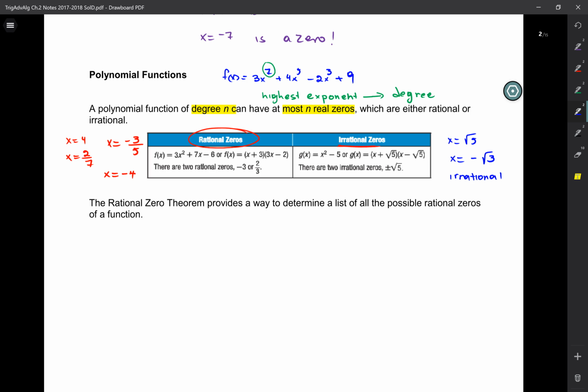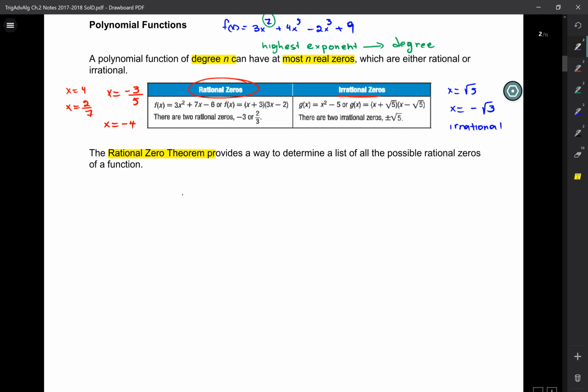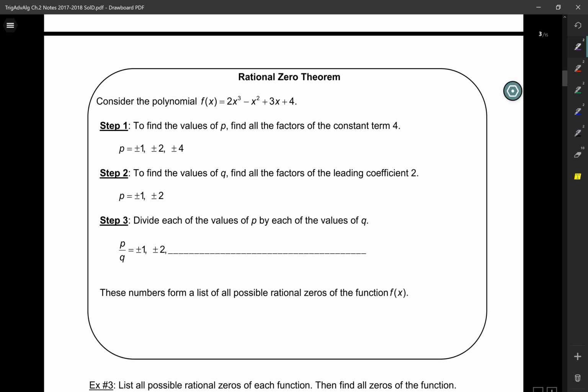Or what you could do is say, all right, there could be at most 7 numbers that work. How about if I find a way to narrow it down from all the numbers in the universe to just a short list? That's what this rational zero theorem, this P over Q business does. So we're going to narrow down the search for solutions. Okay, so here it is.